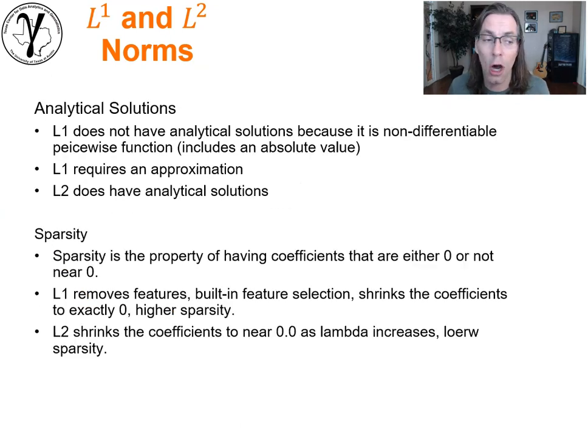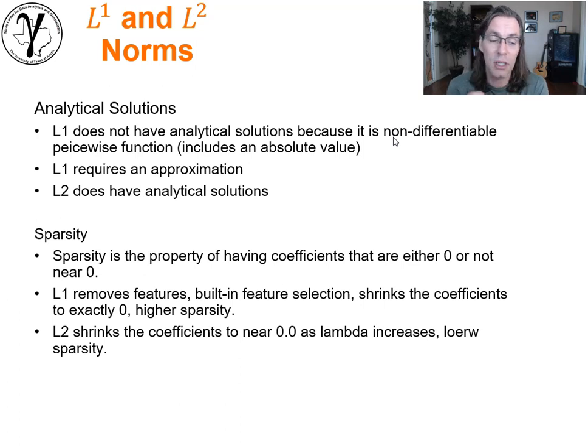I'll make a couple of comments right now about analytical solutions, but then I'll speak a little bit later about the idea of training the parameters for this model. The L1 norm does not have an analytical solution because it is non-differentiable. It's a piecewise function, including that absolute value. So we'll require some type of numerical solution scheme, an approximation. L2 does have a direct closed form analytical solution, and so we benefit from that.